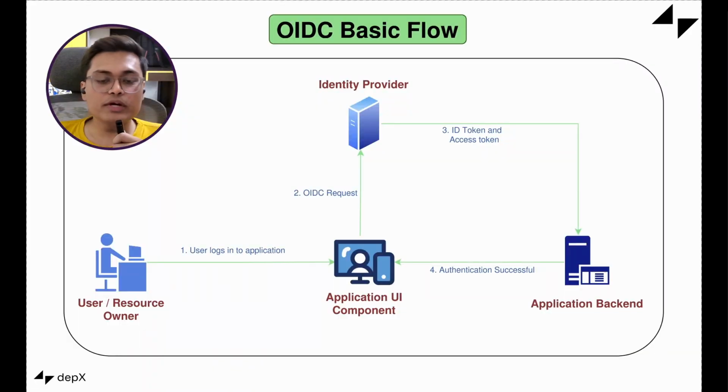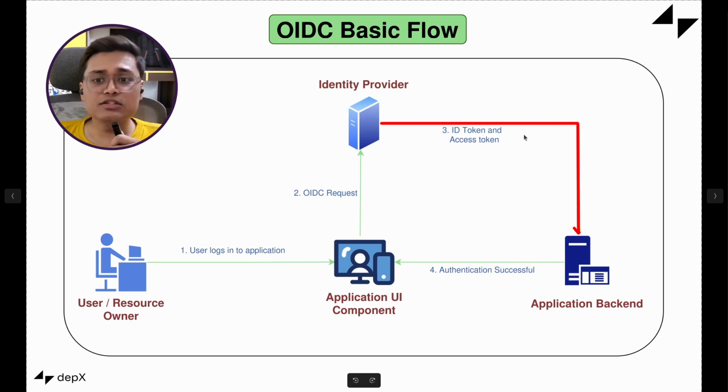The flow for OIDC looks as follows. The user sends an OIDC request to the identity provider. The request contains the client ID and the redirect URI. Next, the identity provider, after validating the parameters, sends two JWTs, an ID token and an access token, to the redirect URI. In this instance, the redirect URI is the application's backend server.